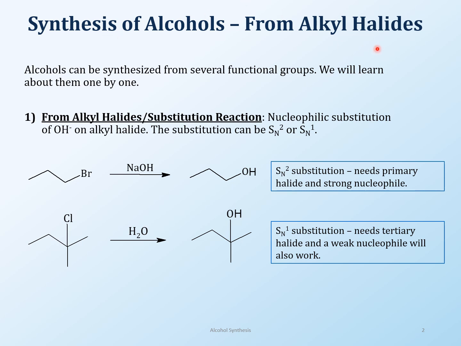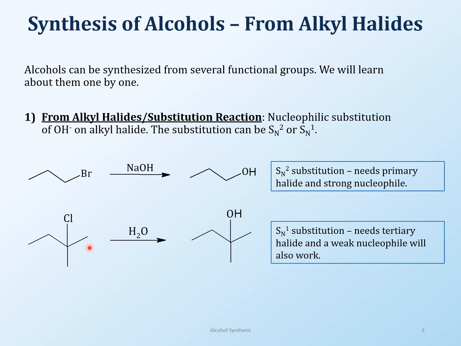So first we'll make alcohols from alkyl halides, which is actually just a substitution reaction, which you have done before with SN1, SN2 reactions. If it was an SN2 reaction, then you would take a primary halide, treat it with a strong nucleophile, and then do a substitution reaction. For an SN1 kind of mechanism, you need a tertiary halide, not such a strong nucleophile, and then you can still get an alcohol. All right.